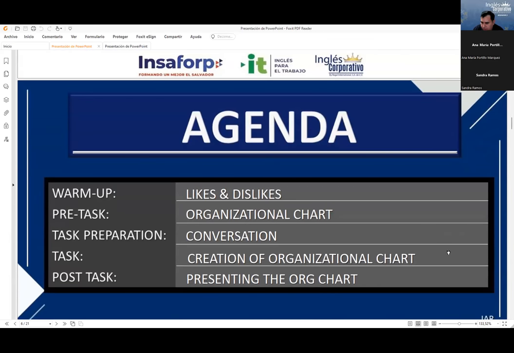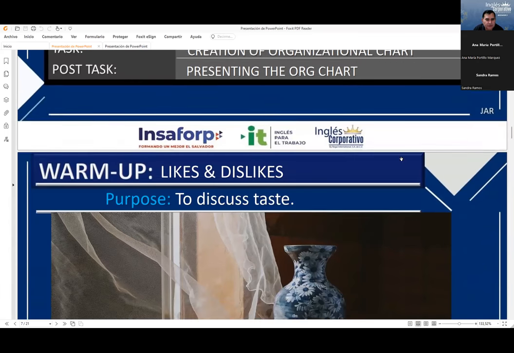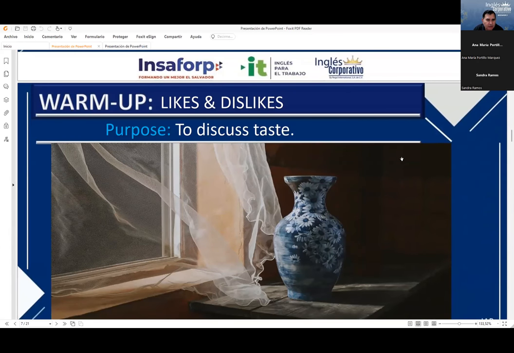Agenda. Likes and dislikes, organizational chart, conversation, creation of an organizational chart, and then presenting the org chart. Okay, so this is the agenda for today. And we're going to start with likes and dislikes.